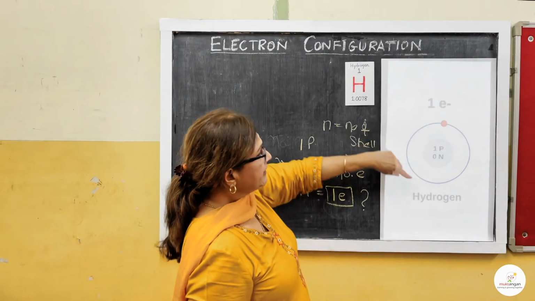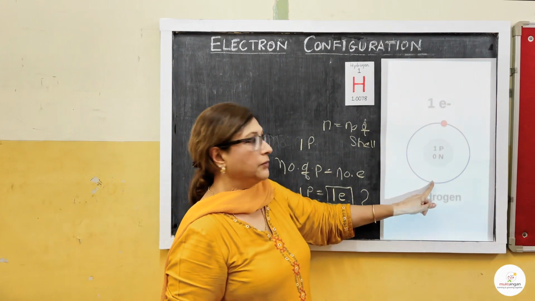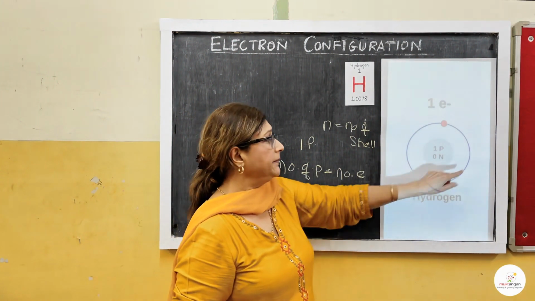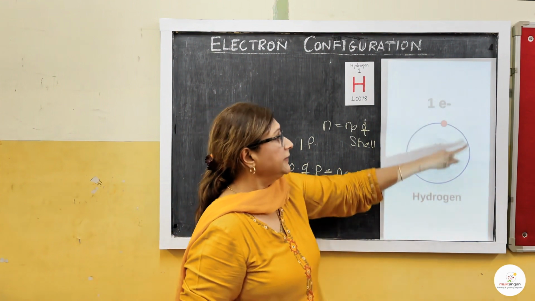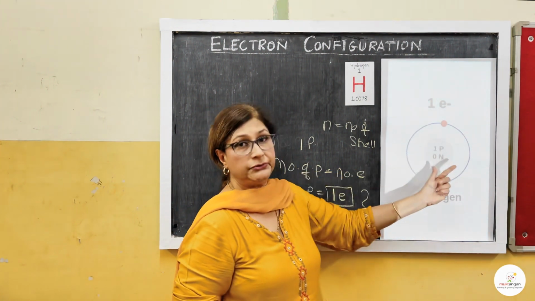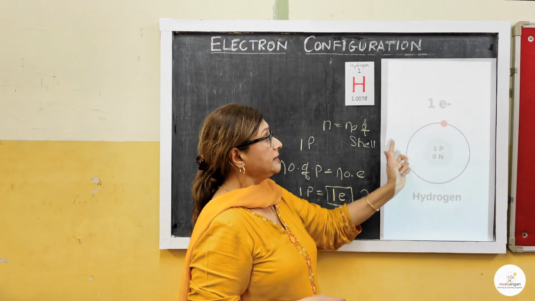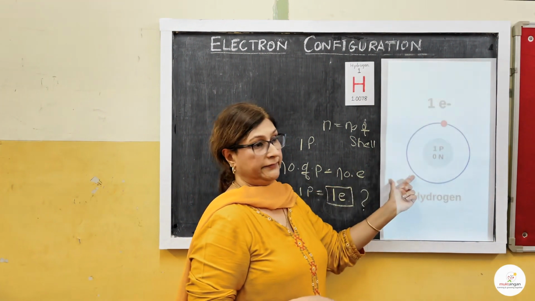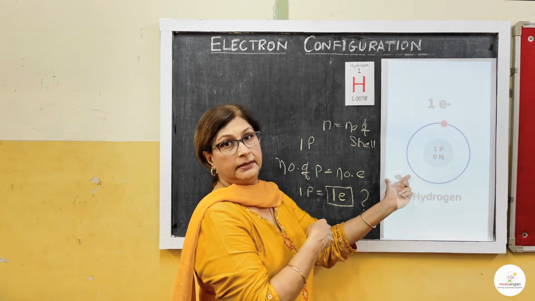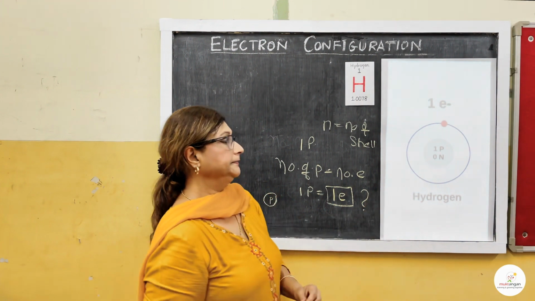This energy level is also known as the ground state. Why is it called ground state? Because this energy level, which is the first energy level, is closest to the nucleus. Because there can be more than 1 energy level, we will look into our next example.